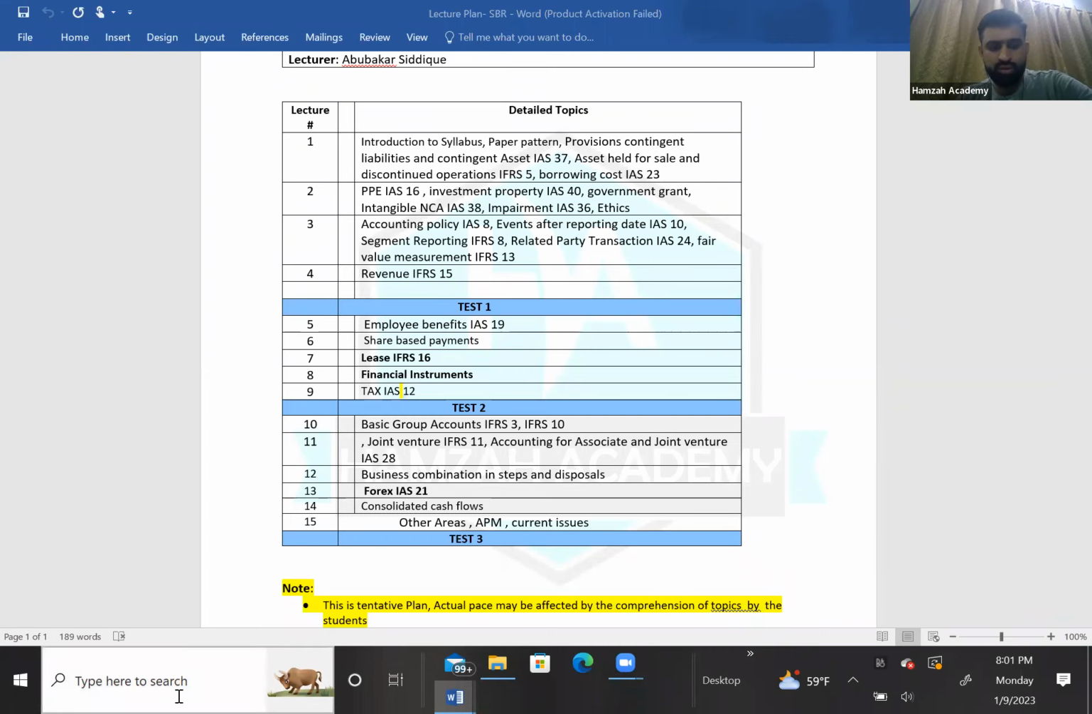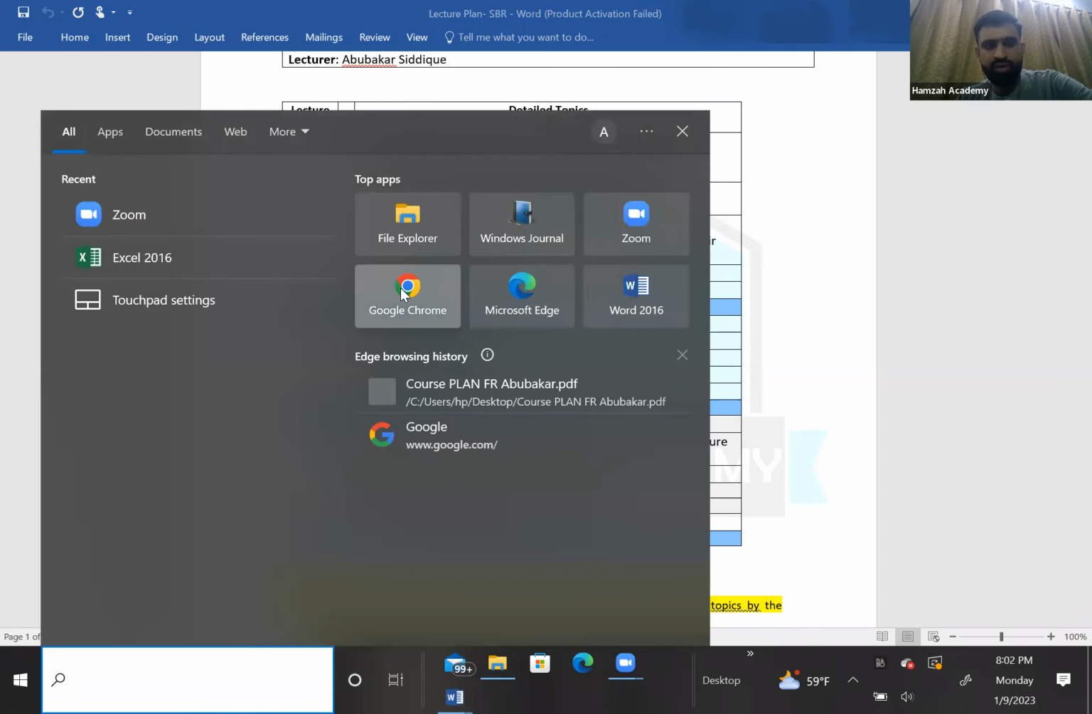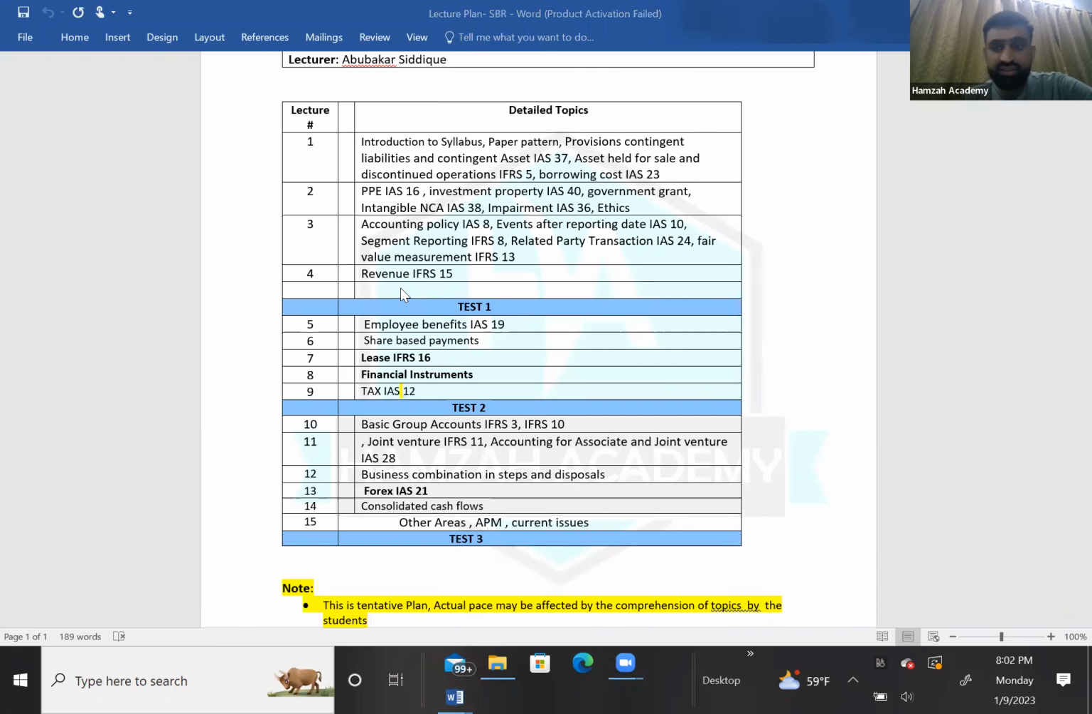Okay, now we will look at the ACCA practice platform.